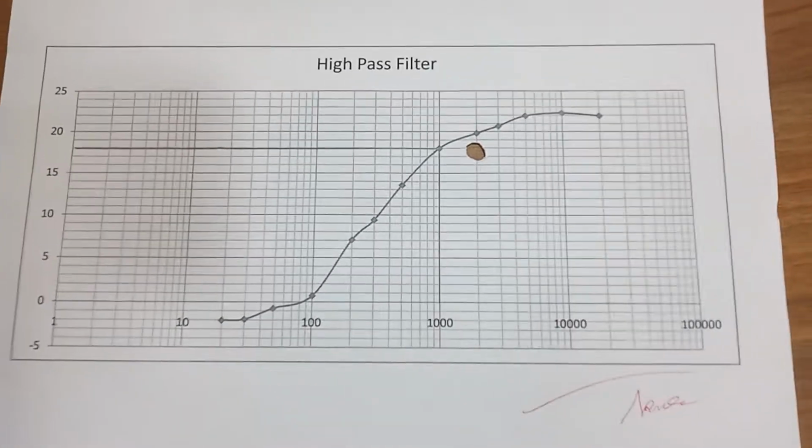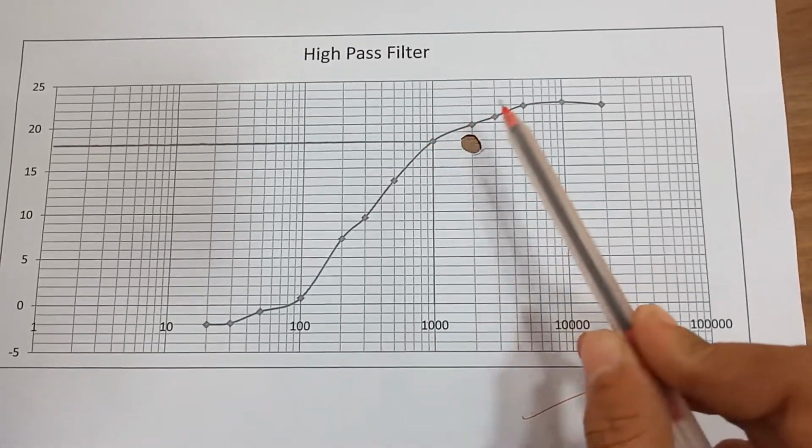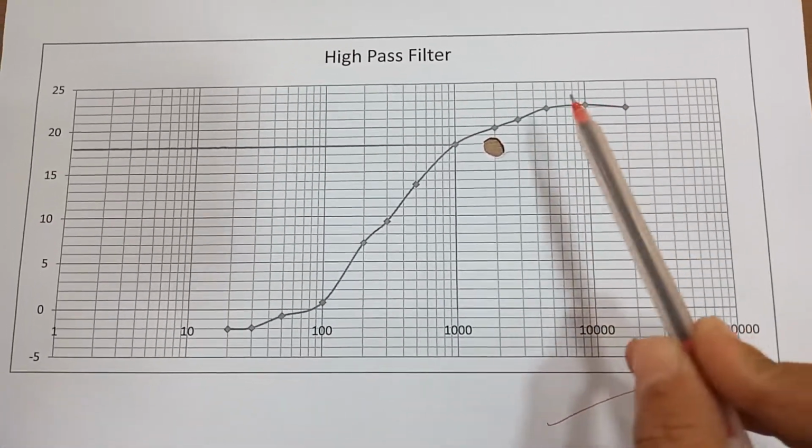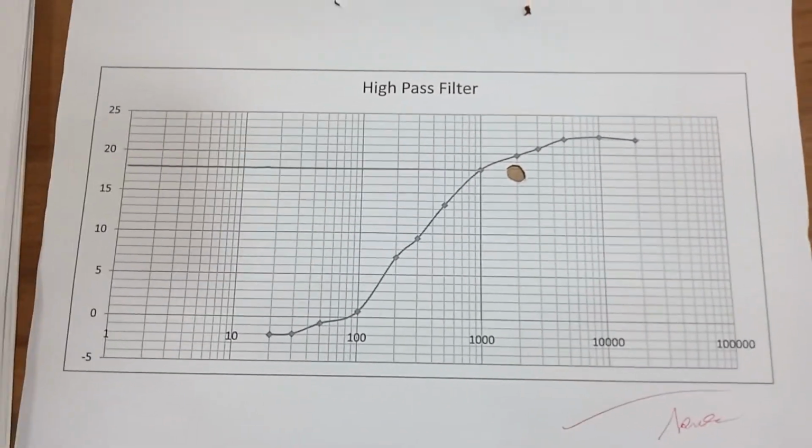You can see the graph over here. This is the high pass frequency graph. As we increase the frequency, the output keeps increasing and it will give us a stable output for higher frequencies. So this is for the high pass filter.